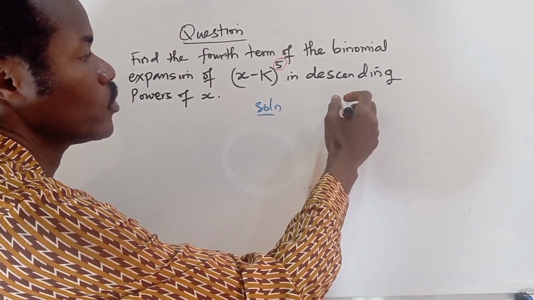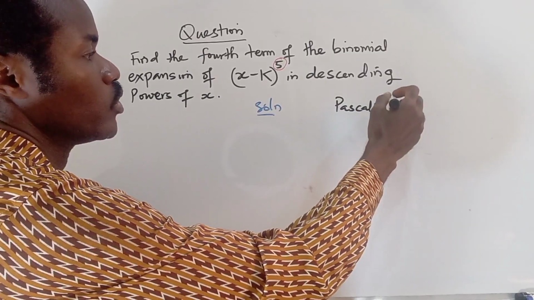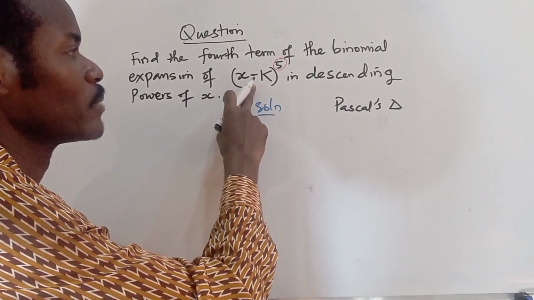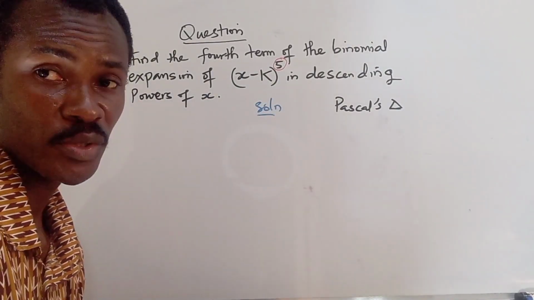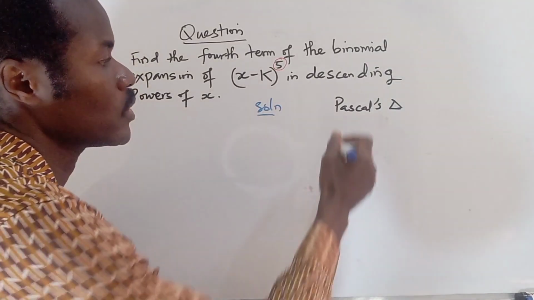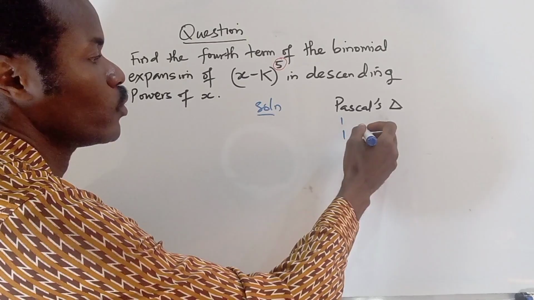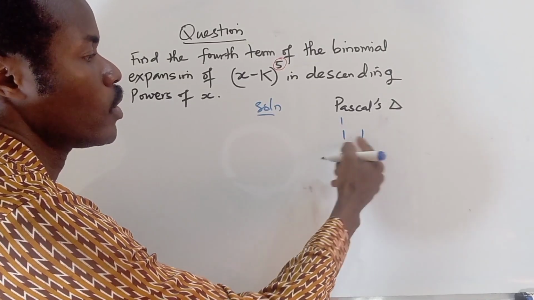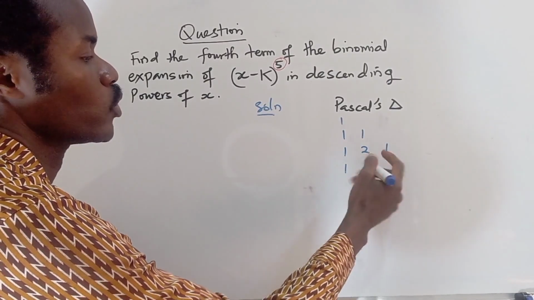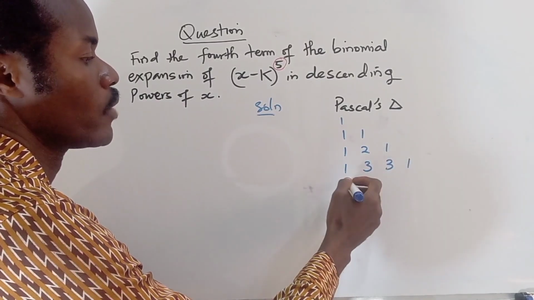Now the first thing I want to do is get the coefficients from Pascal's triangle when we expand this to the power of 5. So the triangle goes this way, starting with 1. This is power of 0. Next you bring 1, 1. 1 plus 1 is 2. I bring 1. I start with 1. 1 plus 2 is 3. 2 plus 1 is 3. And we have 1.